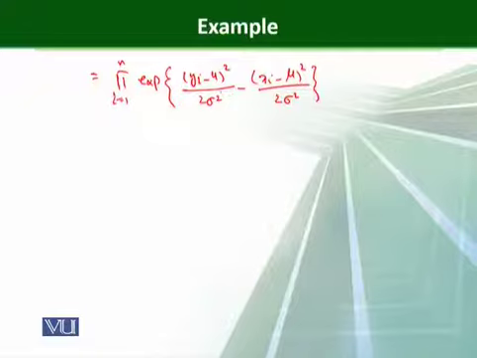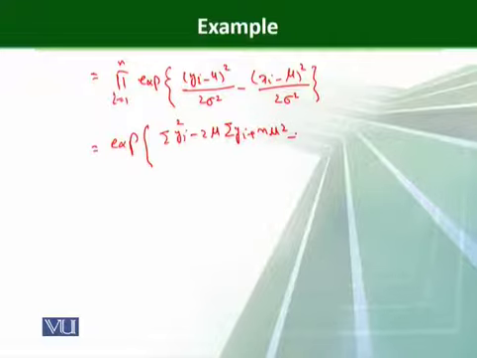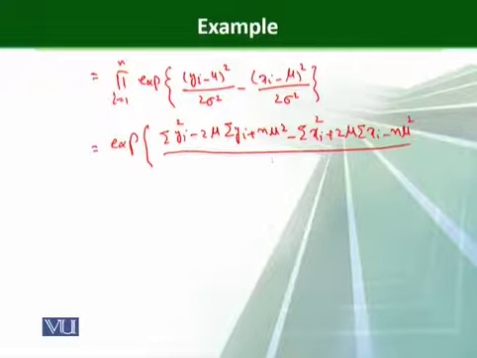So open the squares and apply the product over i from 1 to n, we get, that is exponential, that is sum yi square minus 2 mu sum yi plus n mu square minus sum xi square plus 2 mu sum xi minus n mu square, whole divided by 2 sigma square.